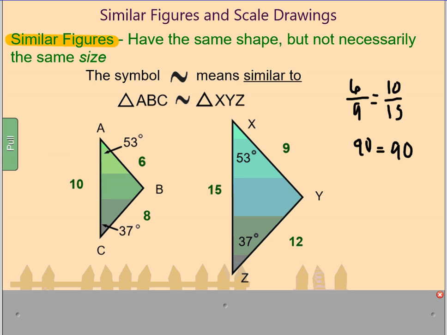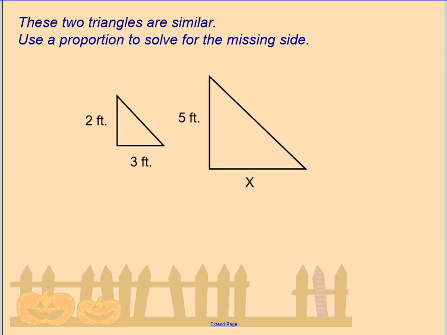Okay, so we can use this idea to find missing parts of a triangle. So in this case, we want to find what x is. So I'm going to set up a proportion. My two corresponding sides that I have information about are the 2 feet and the 5 feet. So I'm going to set up a ratio there. I'm going to go 2 over 5 equals, and then the side that corresponds to x is this 3 right here. So I'm going to put 3 on top. The reason I'm going to put 3 on top is because it goes with the 2 because it's on the same triangle. And then x is going to go on bottom.